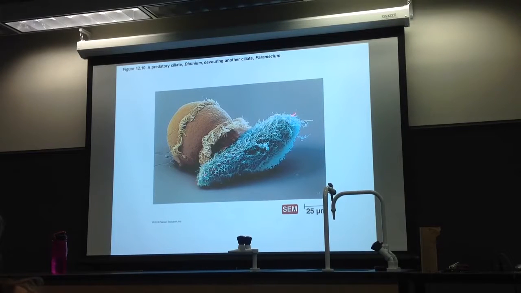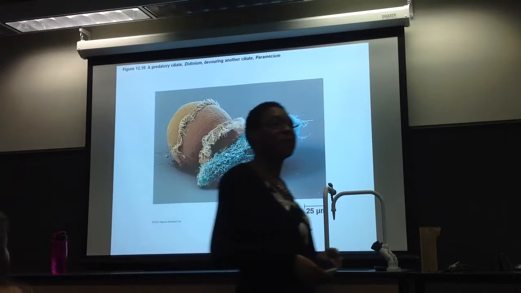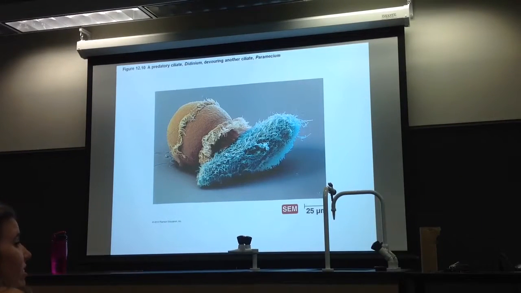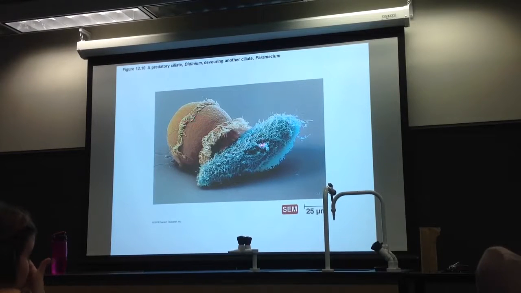Now, the cilia can either cover the whole cell or be in segments. This guy is actually eating this guy. That's pretty cool. He's eating them up. So I said that protozoans can eat other protozoans. Here's an example of that. This guy is paramecium, this guy is didinium. He's eating this poor guy up.